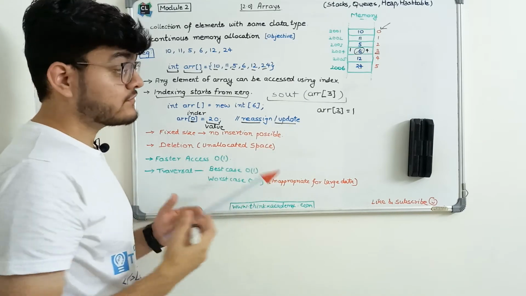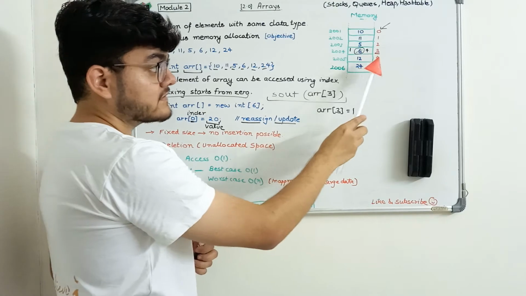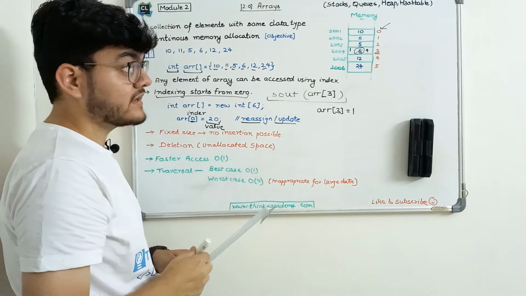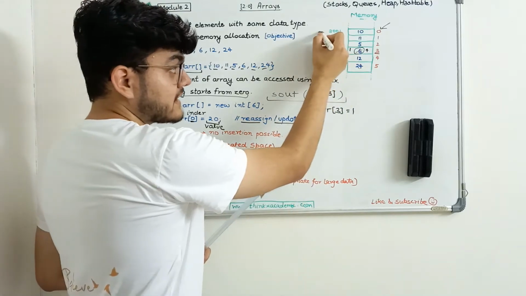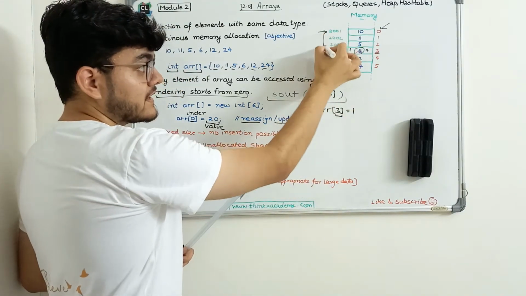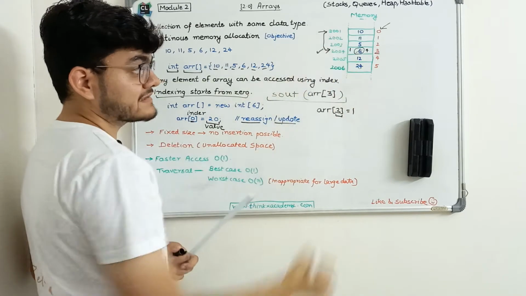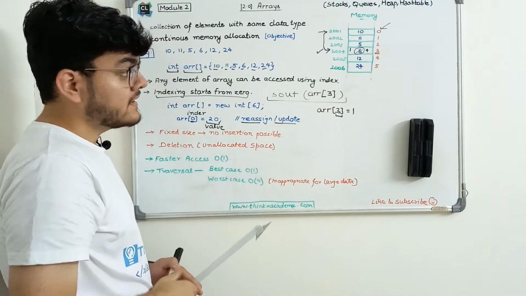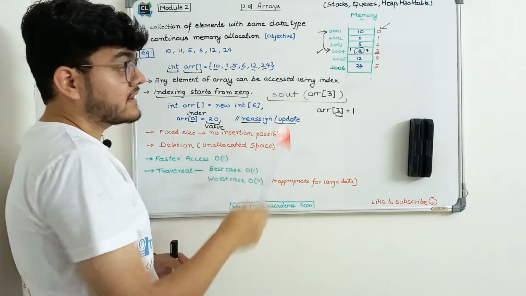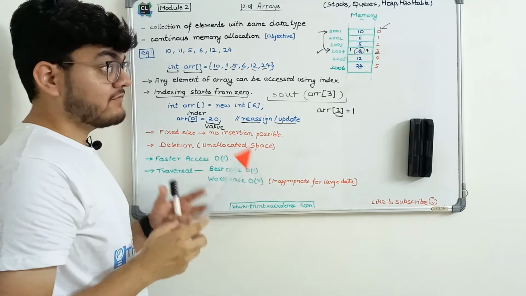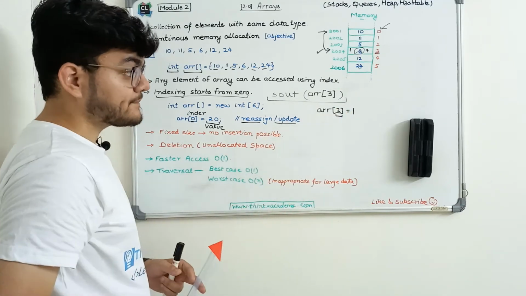The question arises why it is fast. It is fast because the CPU already knows that if you want to access the third element, it knows that the array starts at this position. It will automatically add 3 positions to the memory address, and it can access the memory location and the data very easily. So arrays can be used when you want to access any element very fast.